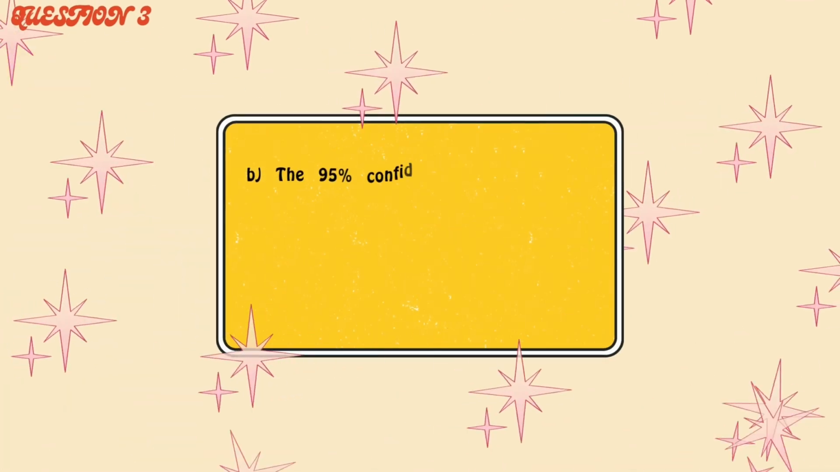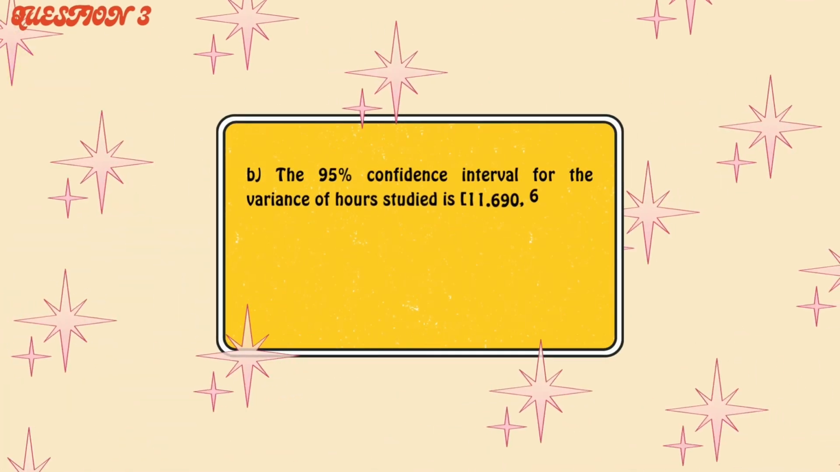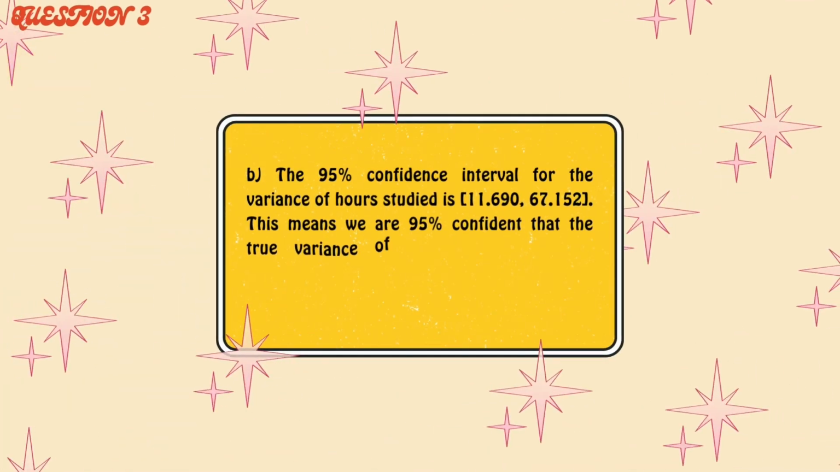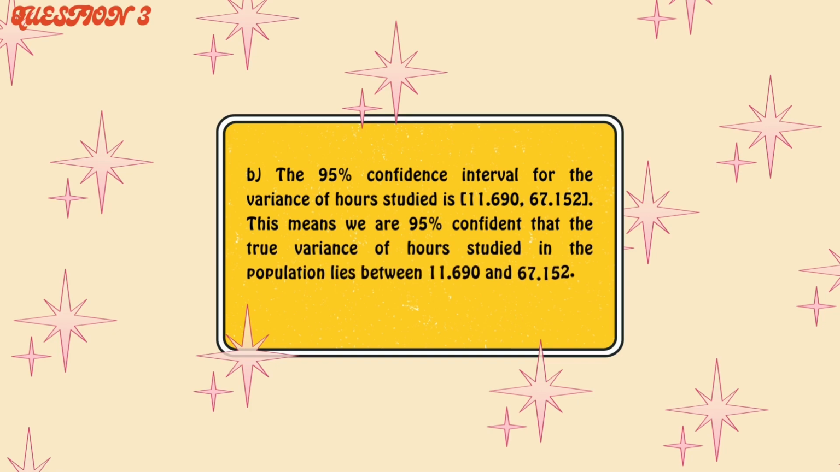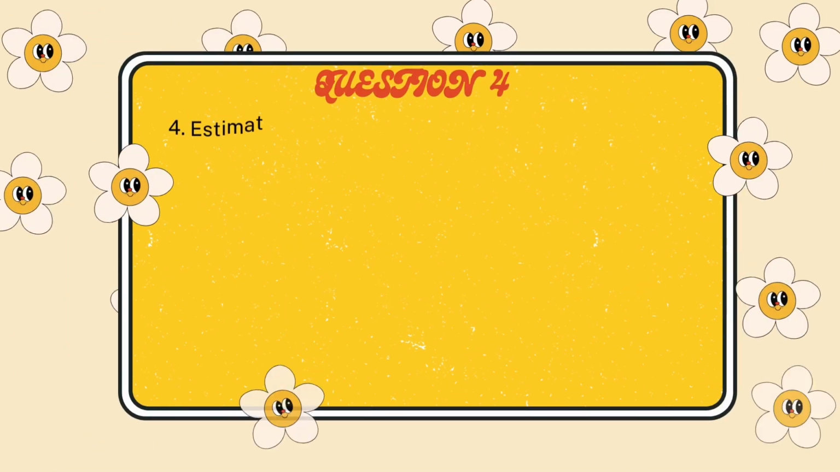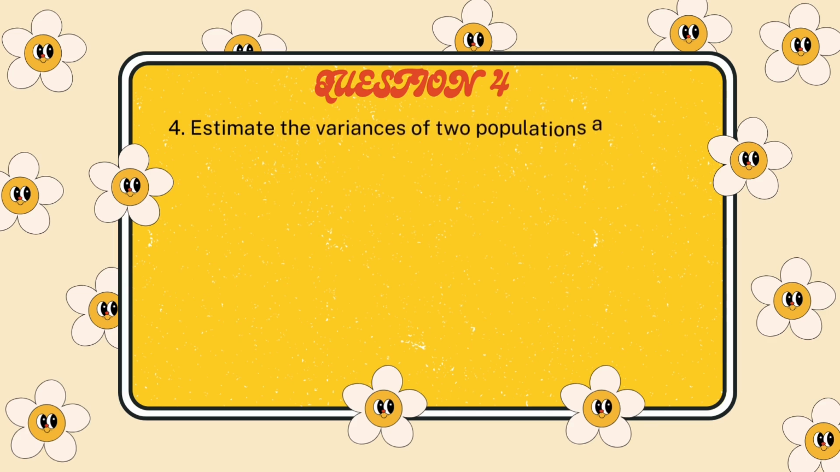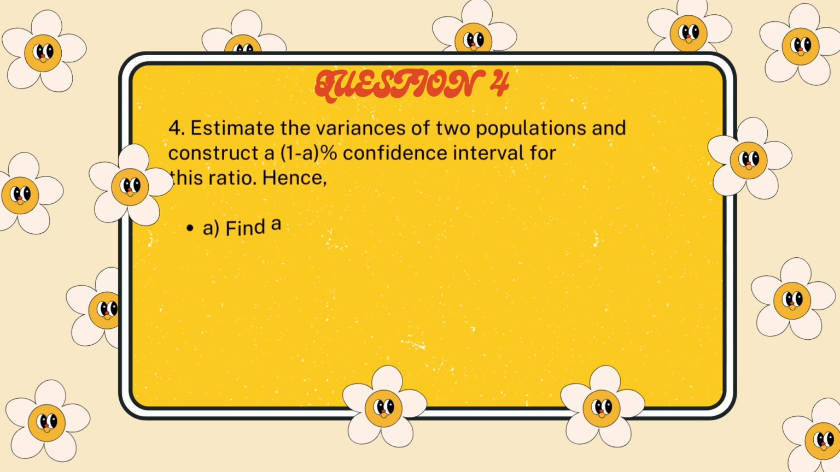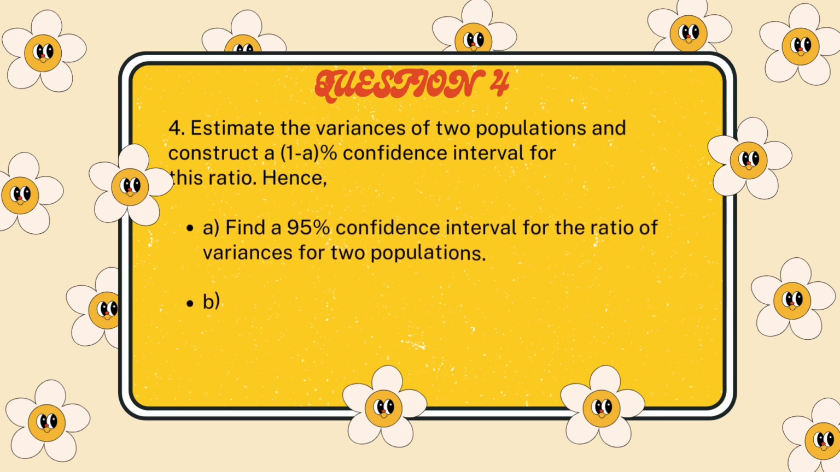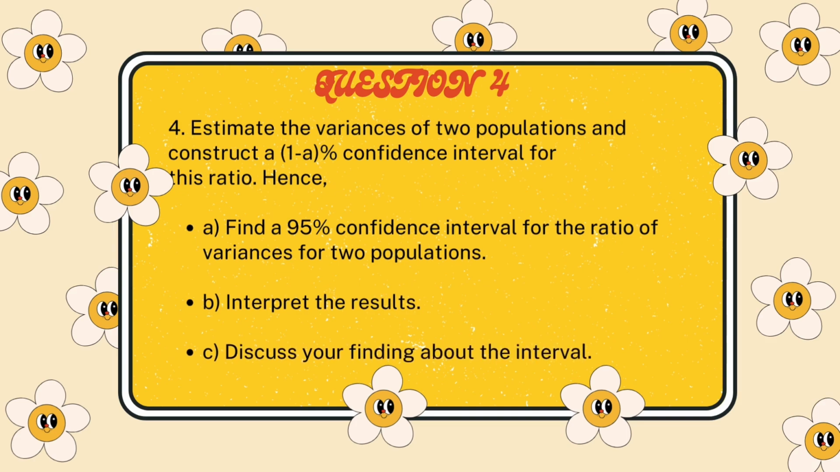To answer B, the 95% confidence interval for the variance of hours studied is 11.690 and 67.152. Question 4. Estimate the variances of two populations and construct a 1 minus alpha% confidence interval for this ratio. Hence, A. Find a 95% confidence interval for the ratio of variances for two populations. B. Interpret the results. And C. Discuss your findings about the interval.